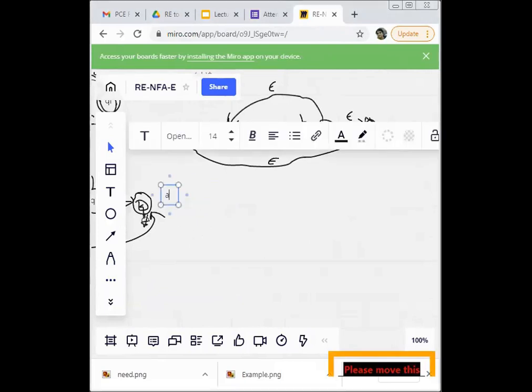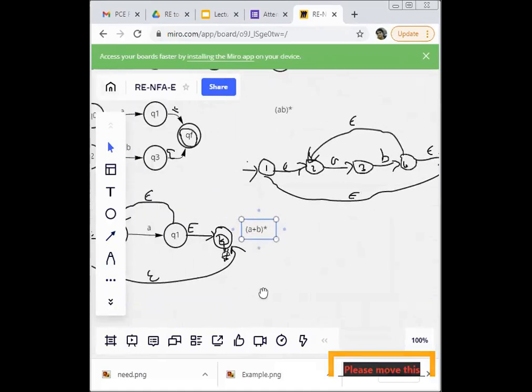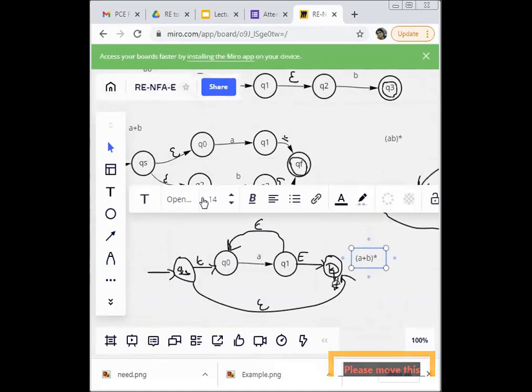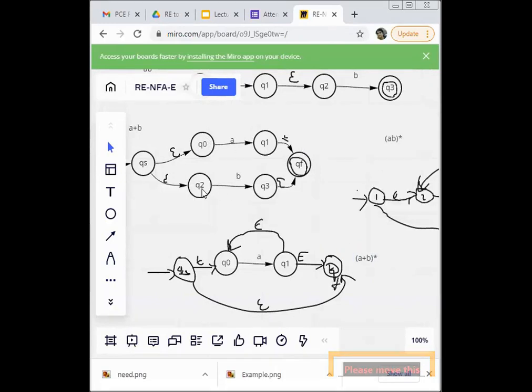A or B whole star. So again the same thing, right? We know how to draw A or B. Take this complete diagram and place it instead of A. Take this complete diagram and place it here.